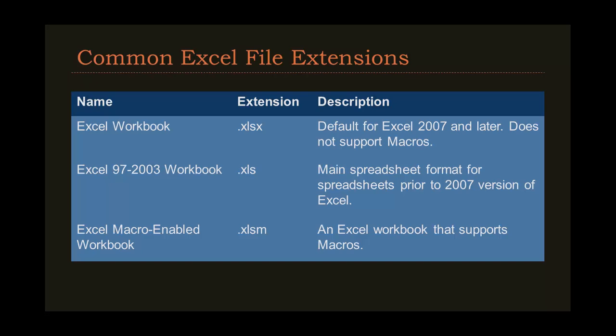Another file type is the Excel 97 to 2003 workbook, which is denoted by a .xls extension. This is probably the most recognized file type and was the main format for spreadsheets prior to Excel 2007. Lastly, Excel can be used to open and edit many other types of delimited files as well, such as comma-separated files, or .csv, and tab-delimited files.